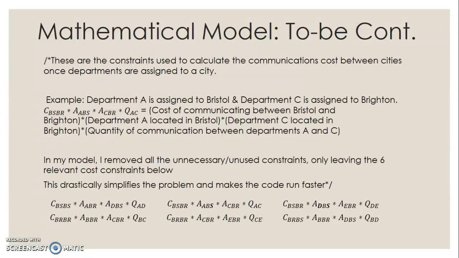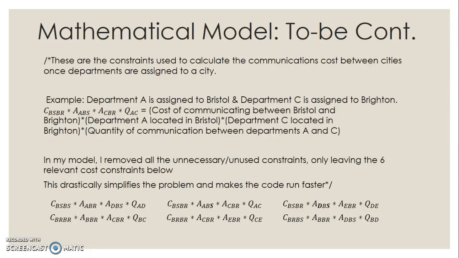I used that same idea for all of my variable names. This is where I really made a lot of changes to the code. These are the constraints used to calculate the communication costs between cities once the departments are assigned to a city, and we only need 6 of them. The original problem had a million of these that weren't even being used. Once the assignment is made, you only need these 6.